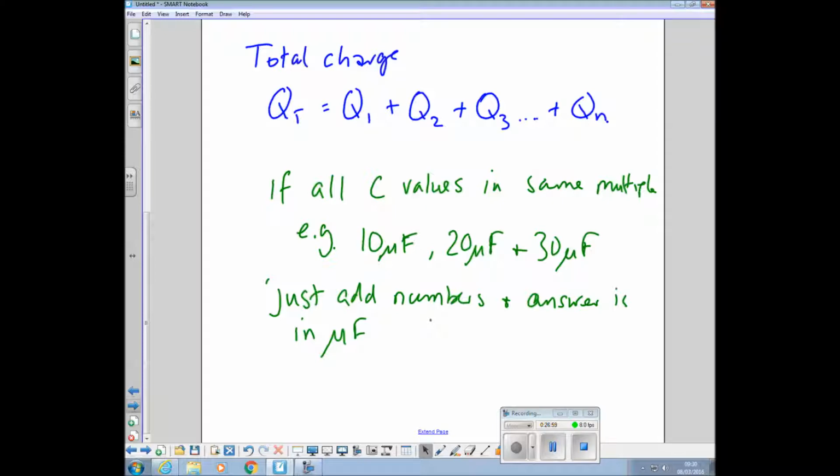Alright, everybody okay with that so far? And again, I don't think I need to do an example of how we add three capacitors together to get the total. I think we should all be able to do that reasonably well.